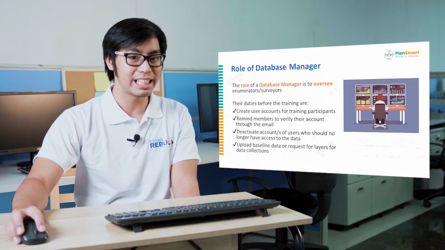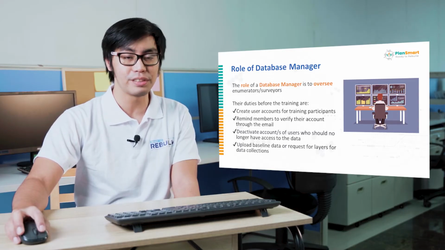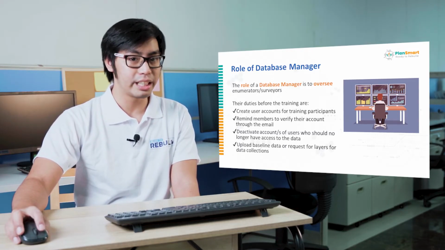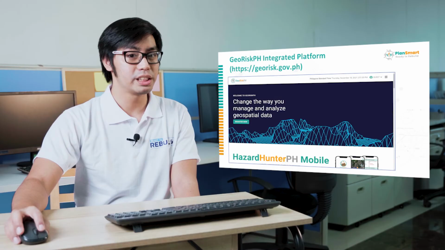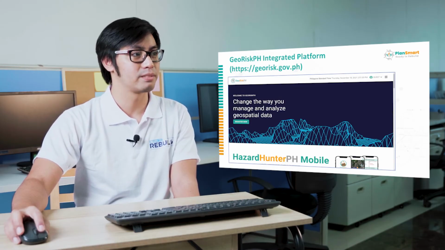So once you have decided who the data manager for your office will be, let's now create an account. To create an account, step 1 is to open your browser. So you may use Firefox, Google Chrome, or any other browser. Step 2, type the URL georisk.gov.ph. Once you go to the website, this is the homepage that you will see.